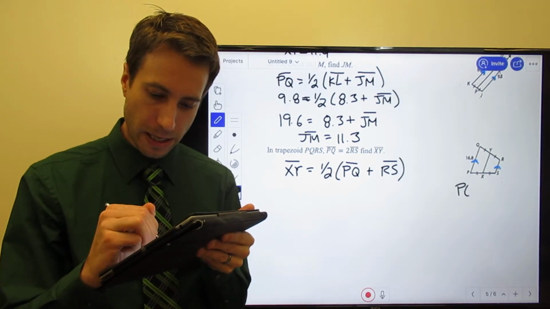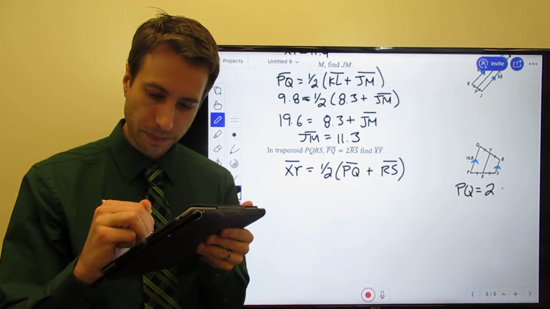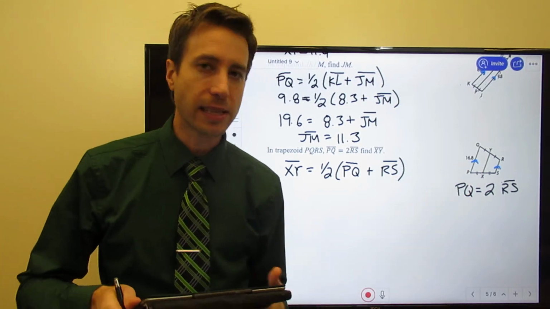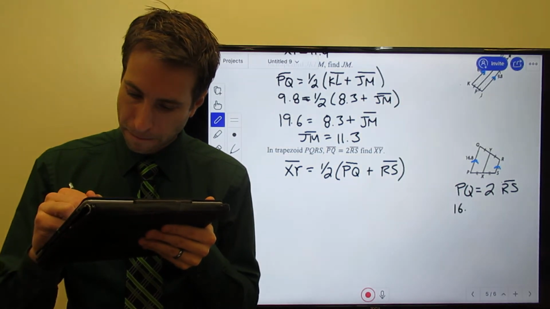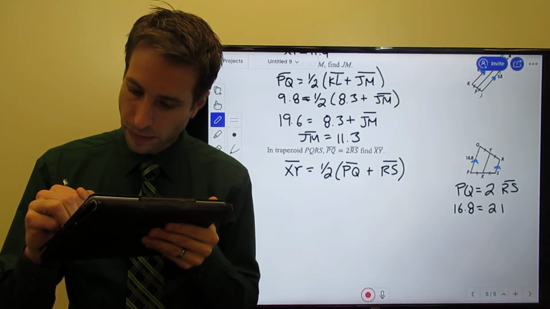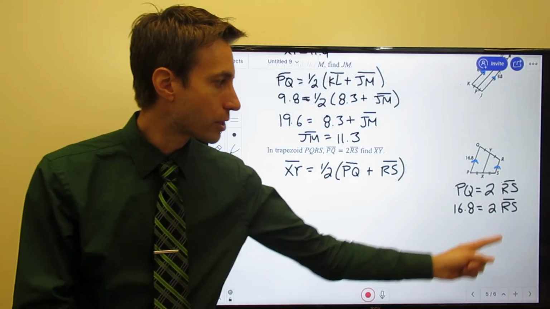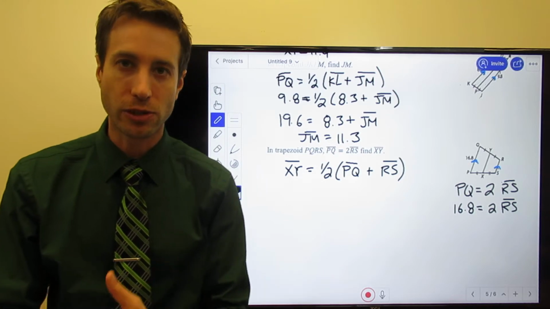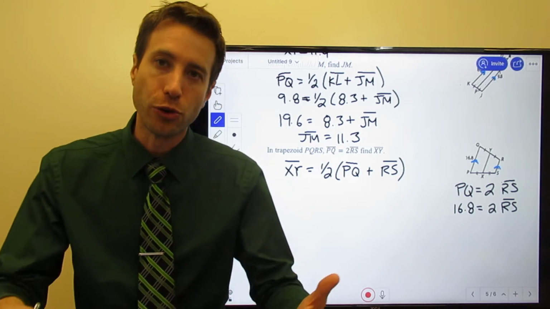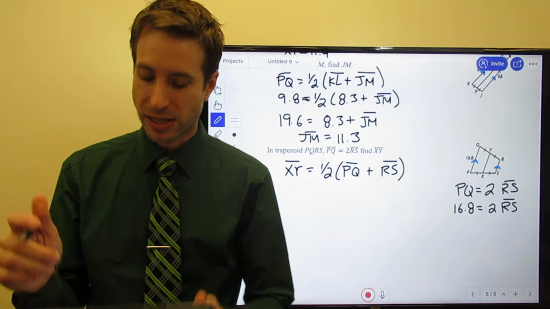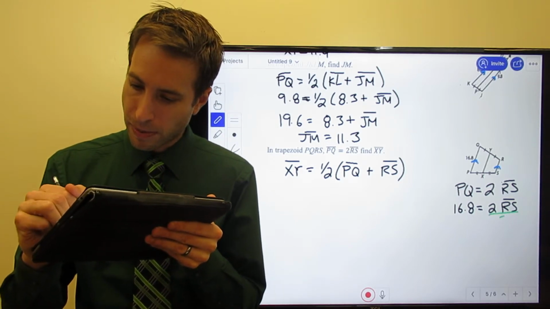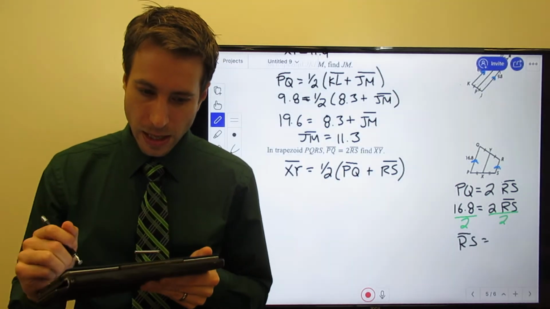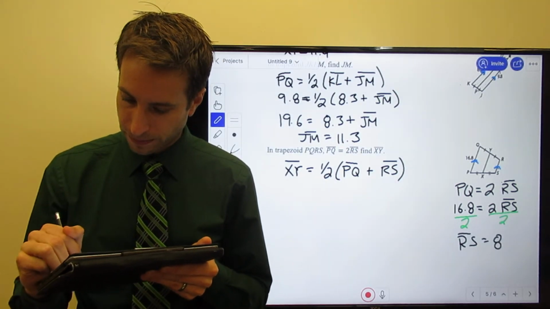Here we go. PQ is equal to 2 times RS. Well, I already know what PQ is. It's 16.8, which is equal to 2 times RS. So, how do I solve for RS? Since I'm multiplying by 2 here, how do I undo multiplication? I've got to divide both sides by 2. So we'll divide both sides by 2, and we get that RS is equal to 8.4.